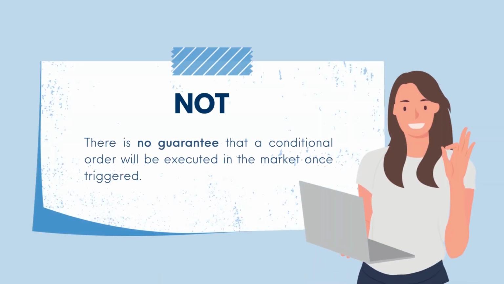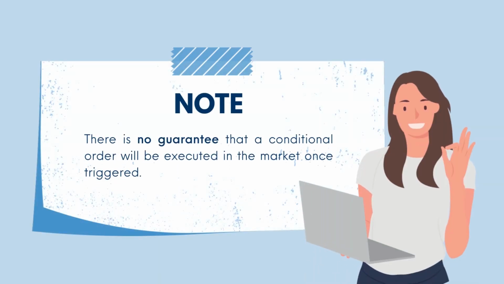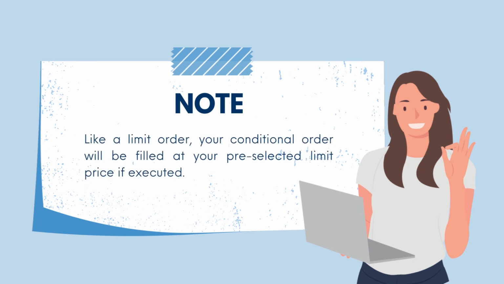Similar to ordinary limit orders, there is no guarantee that a conditional order will be executed in the market once triggered, especially if the stock price is rising or falling rapidly. Like an ordinary limit order, a conditional order guarantees that the order will be filled at your pre-selected limit price if executed.